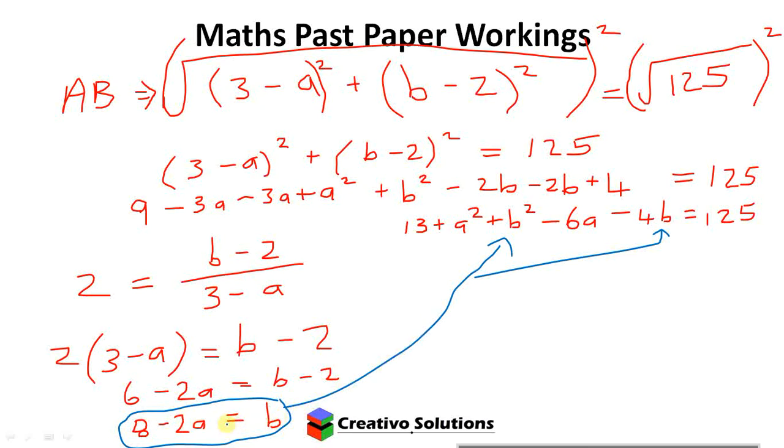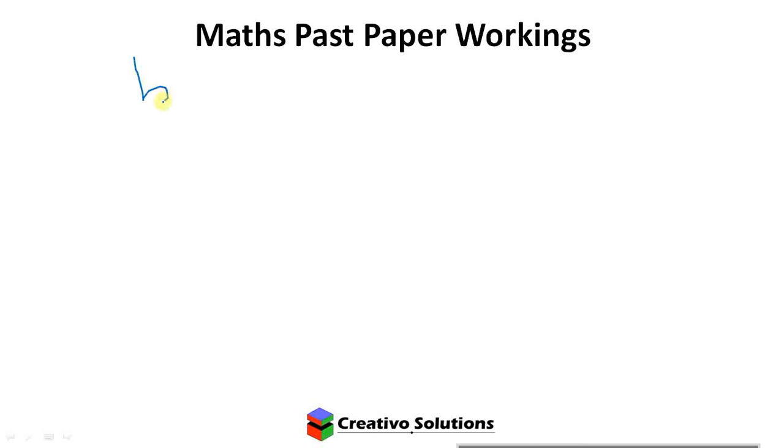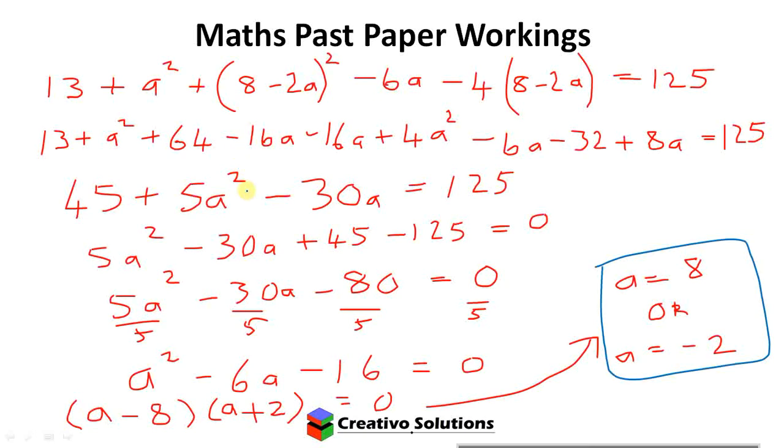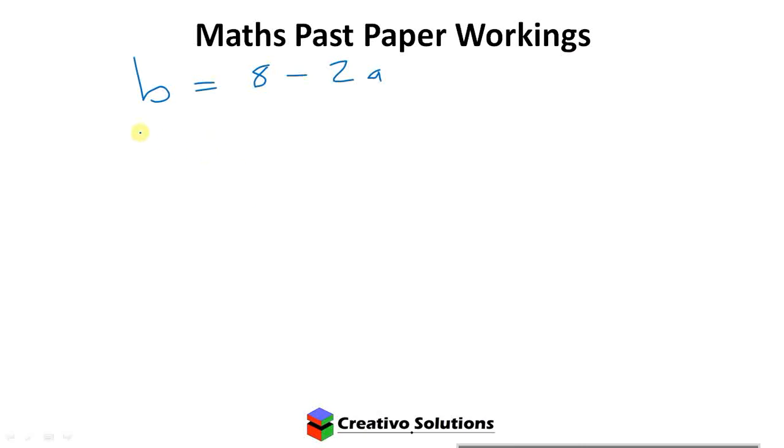B was equal to 8 minus 2A. You see it there? You've got it on your page as well. Okay, so let's write that down. B equals 8 minus 2A. So what A's do we have? We've got 8 and we've got minus 2. So B equals 8 minus 2 brackets, A was 8. Minus 2 times 8 is minus 16 plus 8 is minus 8.